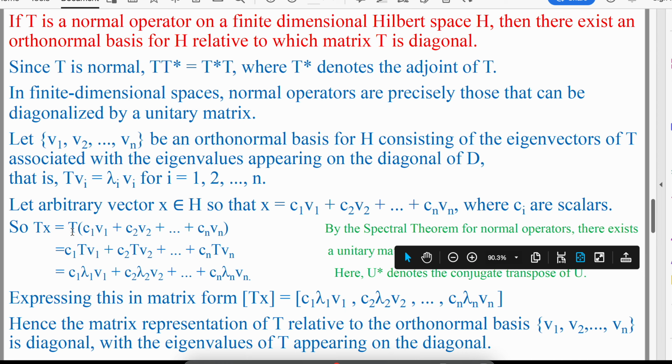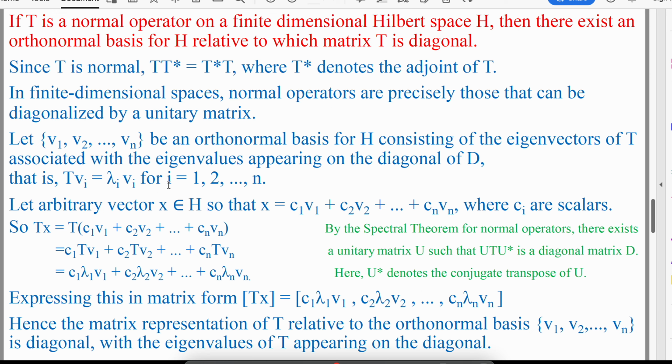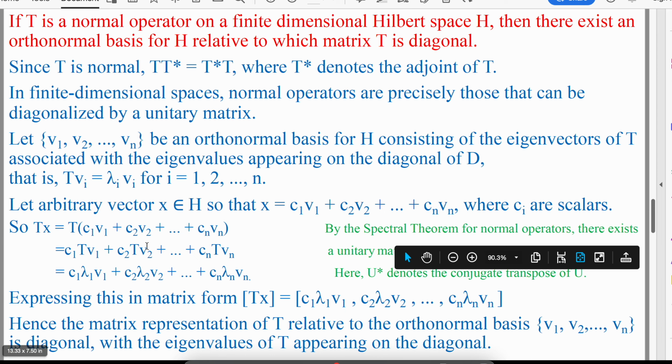Therefore Tx is equal to T of c1 V1 plus c2 V2 plus ... plus cn Vn. Or we can write c1 TV1 plus c2 TV2 plus ... plus cn TVn, because the ci's are scalars. But TVi is equal to lambda i Vi, meaning TV1 equals lambda 1 V1, TV2 equals lambda 2 V2 and so on. So it will be c1 lambda 1 V1, c2 lambda 2 V2, ..., cn lambda n Vn. If we write in matrix form, we can write Tx as the matrix with entries c1 lambda 1 V1, c2 lambda 2 V2, ..., cn lambda n Vn.